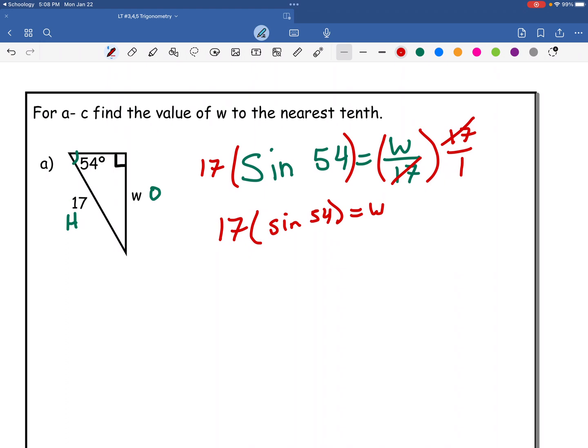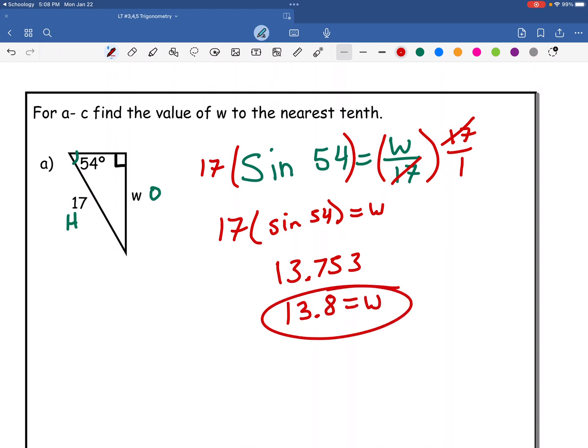And so I'm typing in 17 times sine of 54. You'll notice sine, cosine, and tangent have their own buttons on the calculator. And we get 13.753, nearest tenth, so 13.8. Make sure that you show what trig function you're using, the equation, and that's in green, as well as your answer.